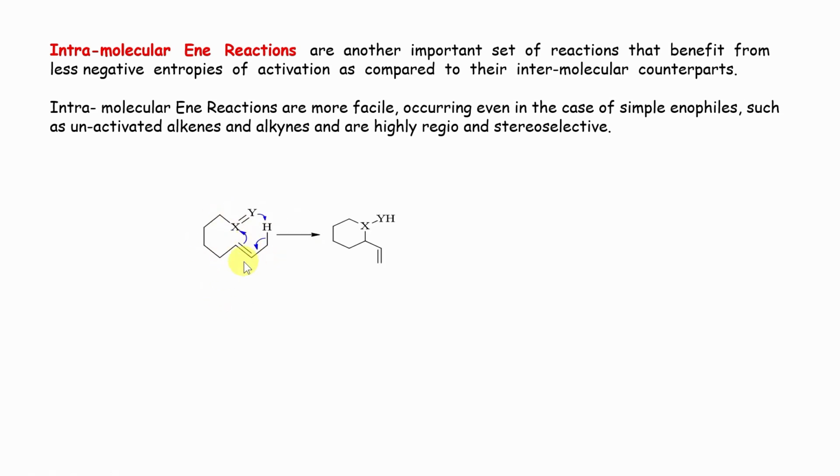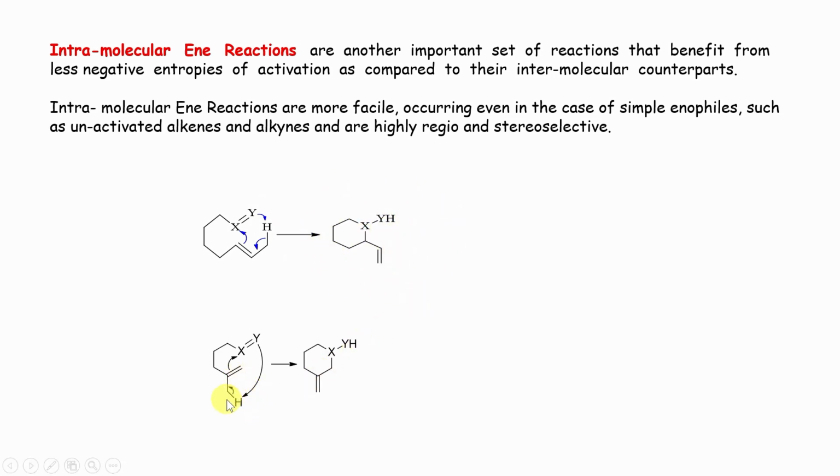See, for example, it is an example of intramolecular Ene reaction. Hydrogen shifts to this enophile component of the same molecule. Here this part acts as enophile and this part acts as Ene. From the Ene part, hydrogen gets shifted to the enophile component of the same molecule. Thereby intramolecular Ene reaction takes place to form this product.